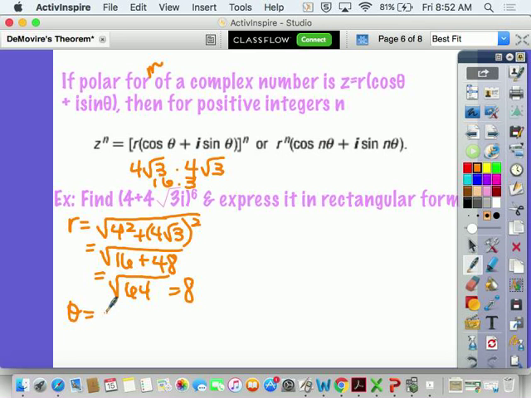We find theta by tan inverse of y over x, or b over a. What happens to those 4s? They cross out. Is there a point on the unit circle where tangent is the square root of 3? Yes, there is. We need to be in what quadrant? First quadrant, since both a and b are positive, so it's going to be pi over 3.